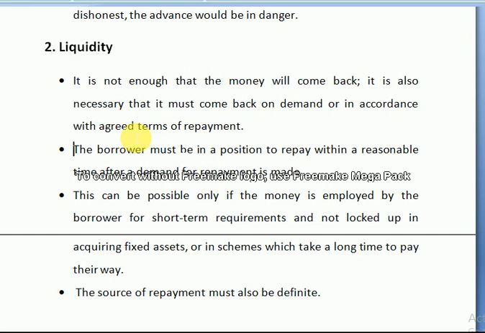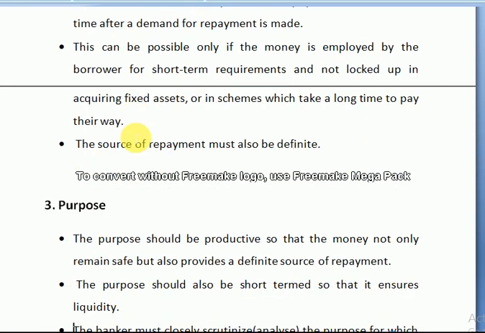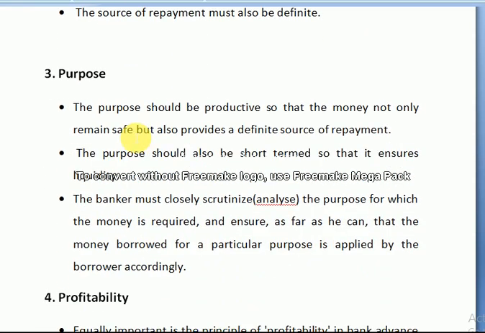Third one: purpose. The bank should ask the purpose. The purpose should be productive so that the money not only remains safe but also provides a definite source of repayment.